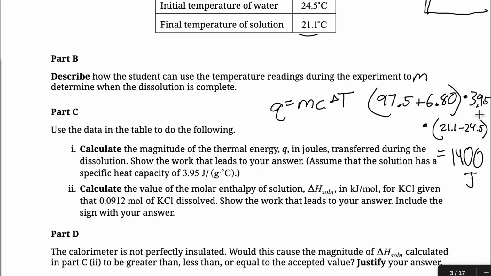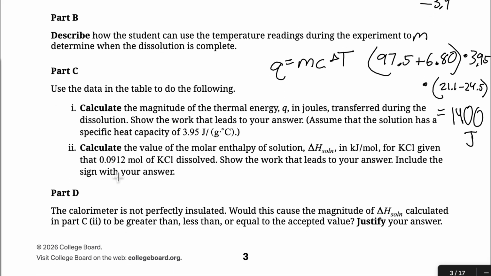And keeping track of sig figs as well, because this number right here will give you like negative 3.4, and this has 2 sig figs from ΔT. On the AP exam, you can have sig figs that are off by 1, and you won't lose any points. So you shouldn't really worry too much about sig figs.